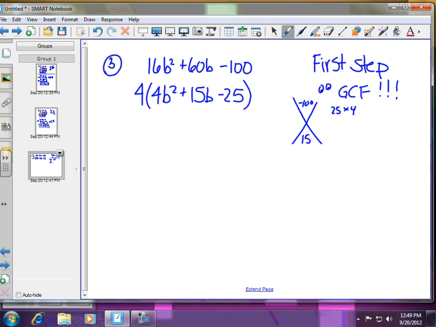Okay, so I might go ahead and look at 20 times 5, which is going to give me 15 if I subtract them. I want the 5 to be negative and the 20 to be positive. So I'm going to have 4, and I'm going to use square brackets so that I can keep my little ducks in a row, so to speak. And I'm going to say this is 4b squared plus 20b minus 5b minus 25. And you will see why I use the square brackets when we start to factor this now.